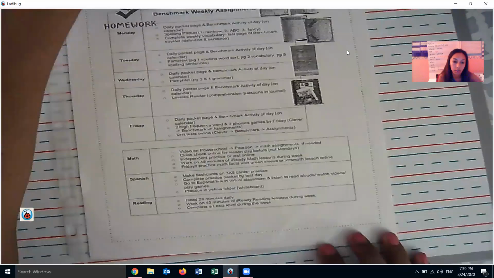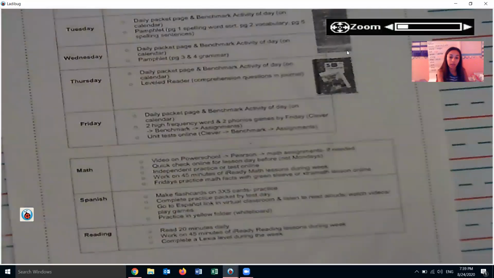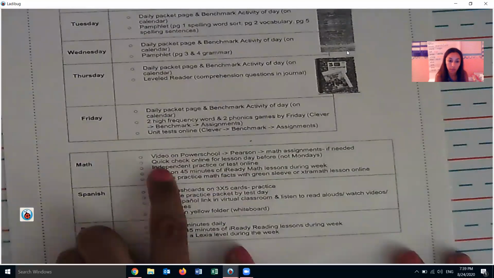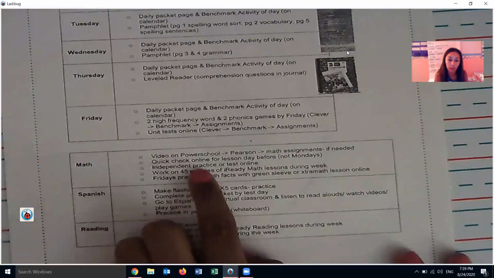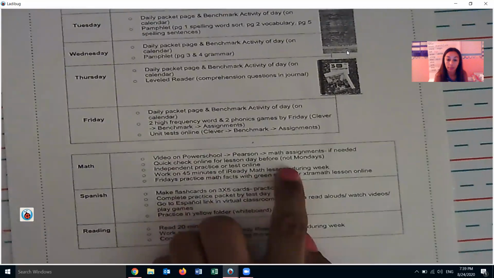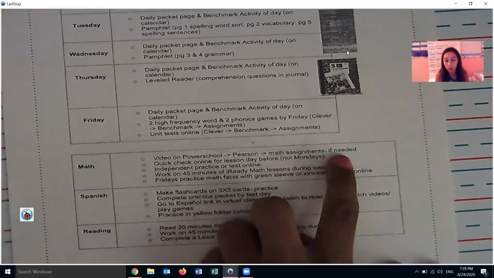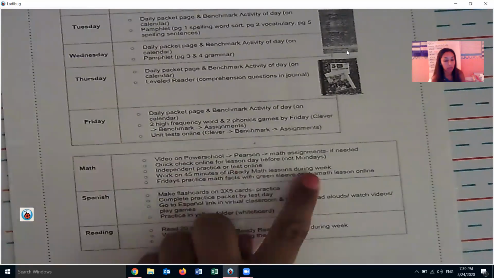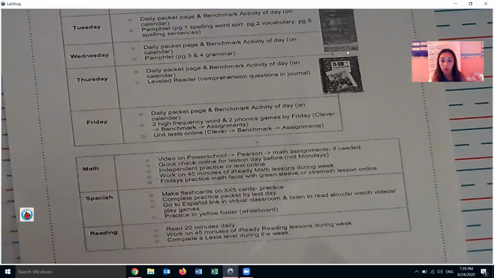For math, it just says here, go into, if you need it, you don't have to do this part, video on PowerSchool, Pearson, math assignments. So it kind of just has a little walkthrough of how to get to Envision Math. And then just says, if needed, go to the video. Quick check online for lesson day before. So not Monday. So today is Monday. We didn't do any quick checks. Tomorrow, Tuesday, I will walk you through how to get into quick check and how to complete that.